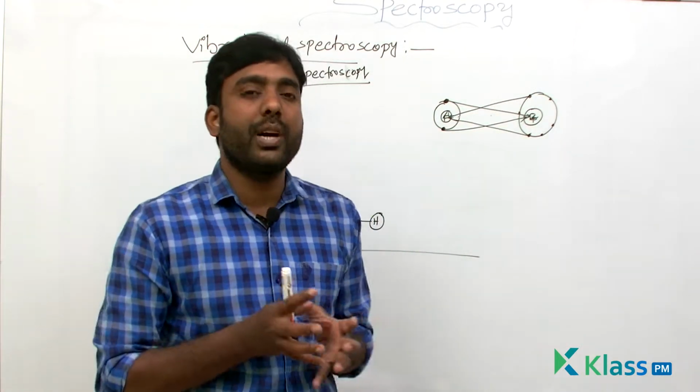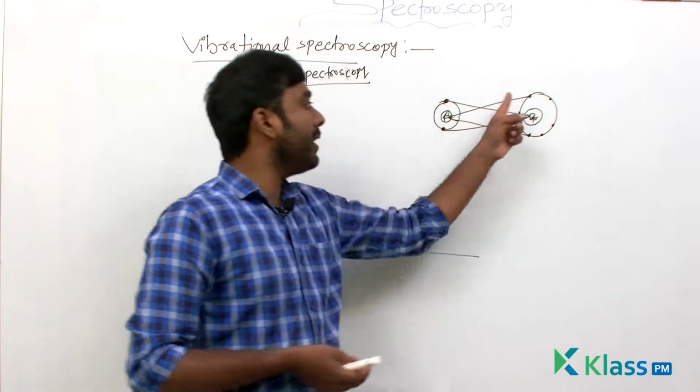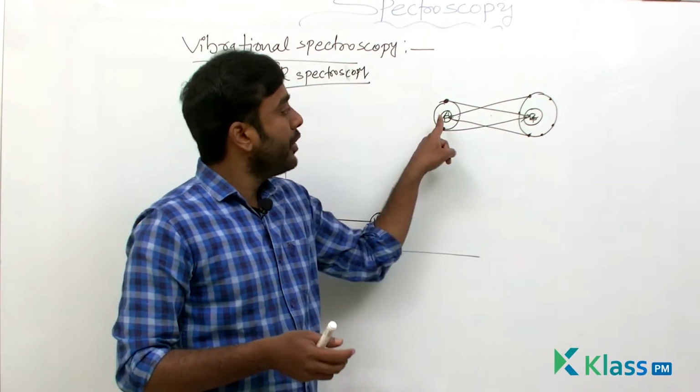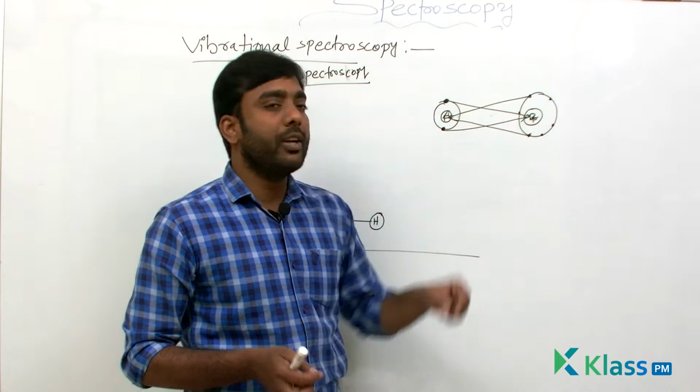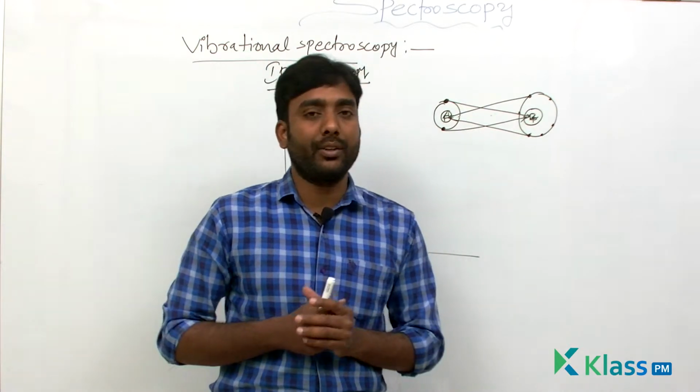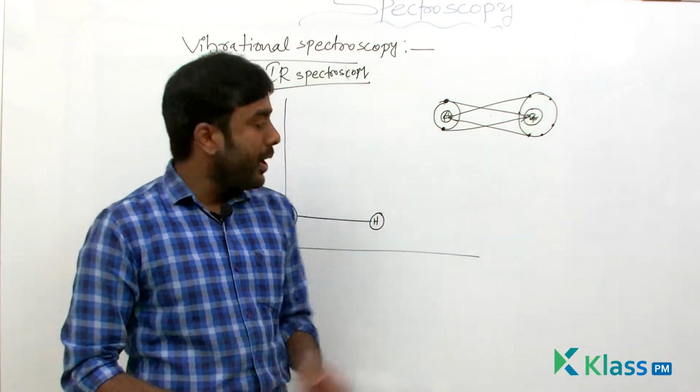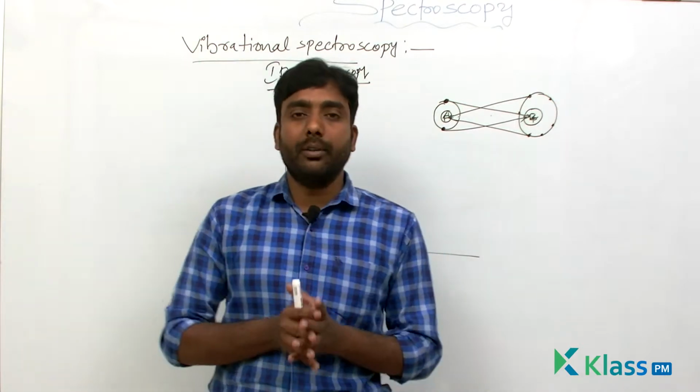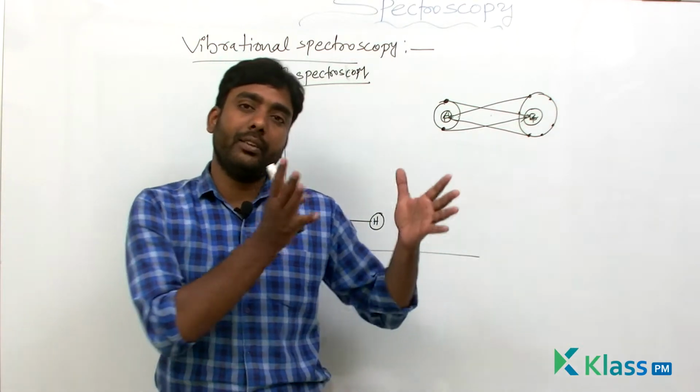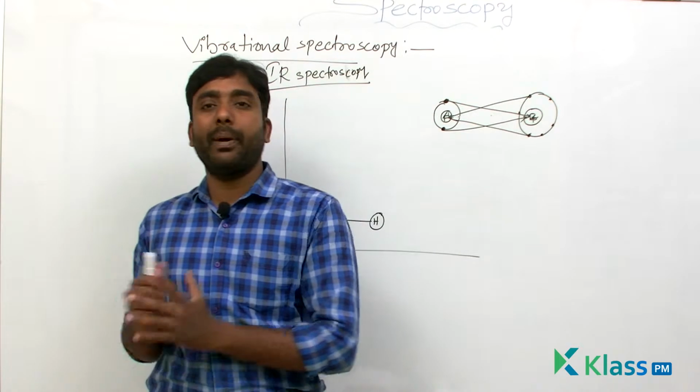We know that the same charges will repel each other. So there is a repulsion force. At the same time, the nucleus of A and the nucleus of B both are positively charged. That's why both will repel. So between these 2 atoms, 2 kinds of forces exist. One is the attraction force, the other one is the repulsion force.